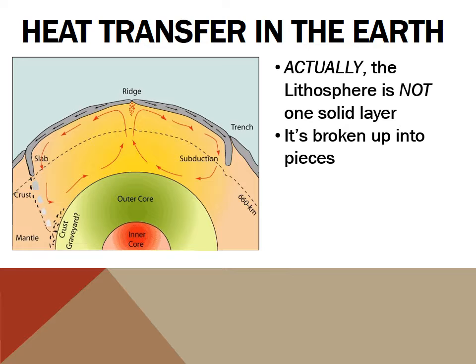So then the next question is, how do we know all this? How is it possible that we know about the outer core and the inner core, and how far away they are, and that the mantle has convection currents and things of that nature?